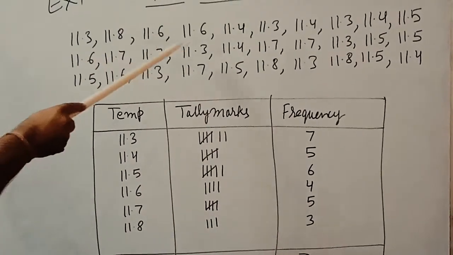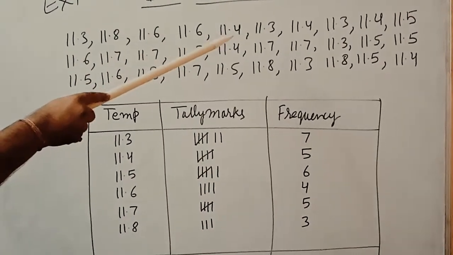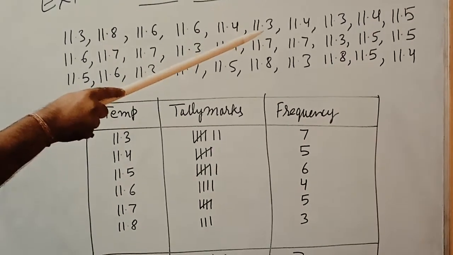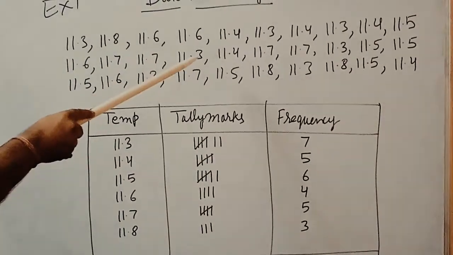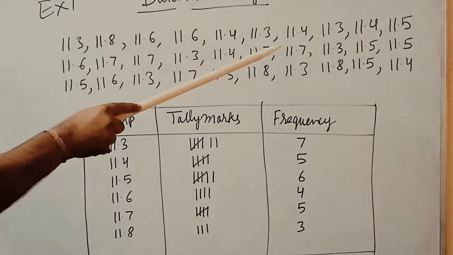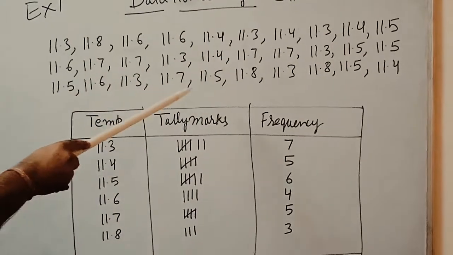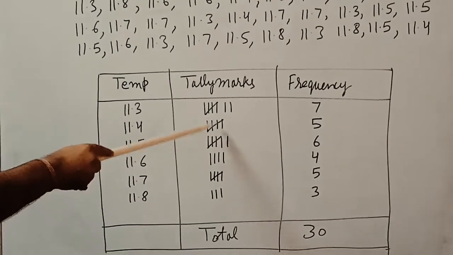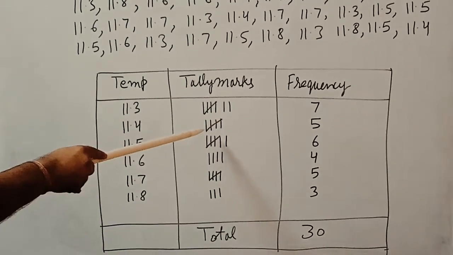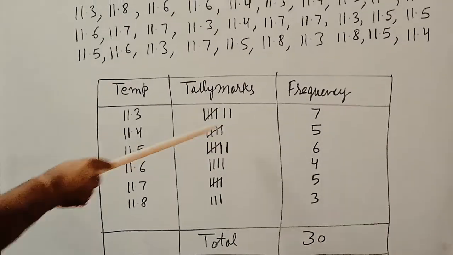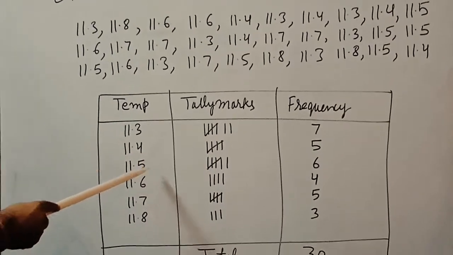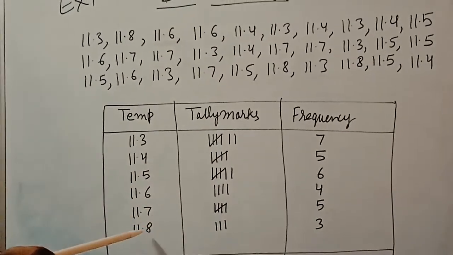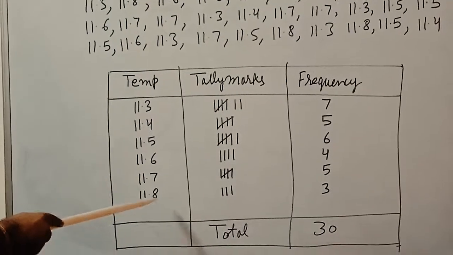Next is 11.4. Just count it. 11.4: 1, 2, 3, 4 and the last 5. So here we have 1, 2, 3, 4 and the cross for 5. So here we have 5. Similarly, you will find how many times 11.5, 11.6, 11.7, 11.8 temperatures were recorded.